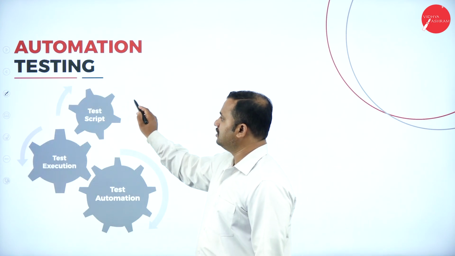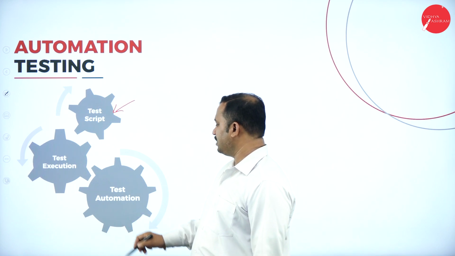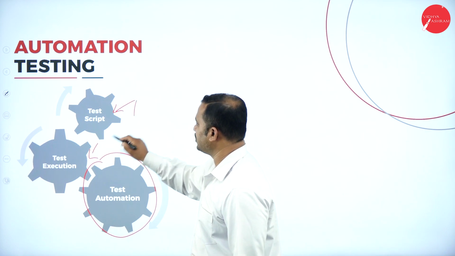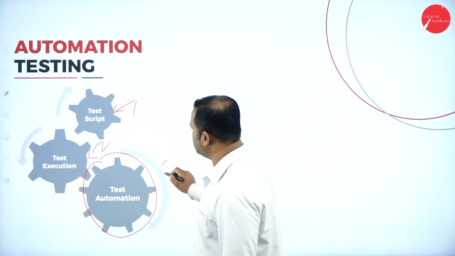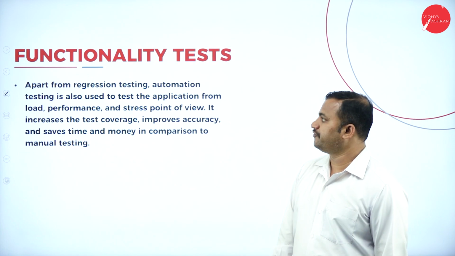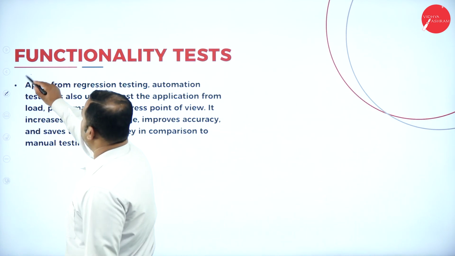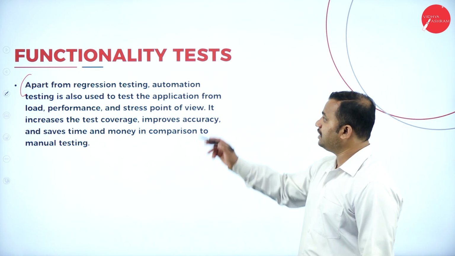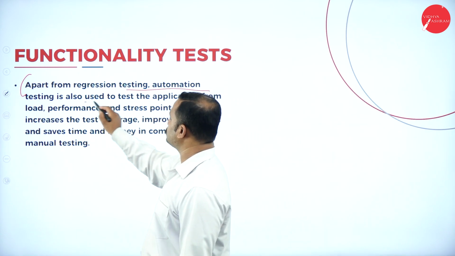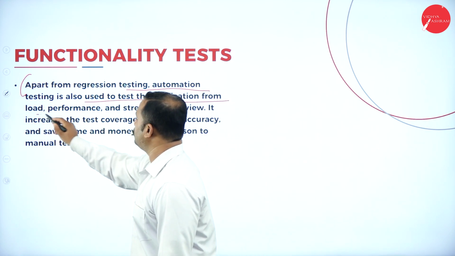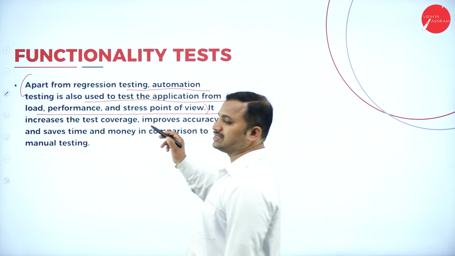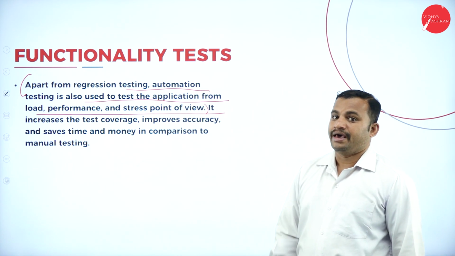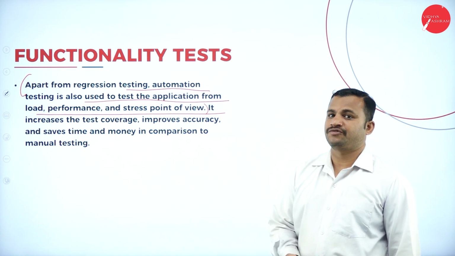If you see, the test script is written, then it is given to test execution, then test automation. This is the first step, second step, then third step. So this is what happens in automation testing. Then, moving on to functionality tests. Apart from regression testing, automation testing is also used to test the application from load, performance and stress points of view. As I have already told you, regression testing, unit testing and acceptance testing are all different types of testing that are carried out.